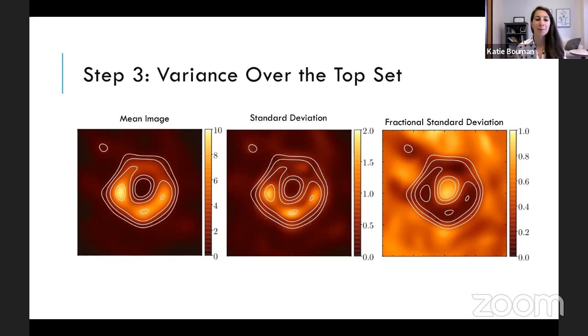But if you look at the actual value of that standard deviation relative to how bright the ring is, by looking at the fractional standard deviation, you notice that it's quite small. And so we actually have a lot of confidence in that ring. A ring appears in most, almost all, of the images that we reconstruct. But what we don't have confidence in is all that wispy structure on the outside, so you shouldn't believe any of that stuff.